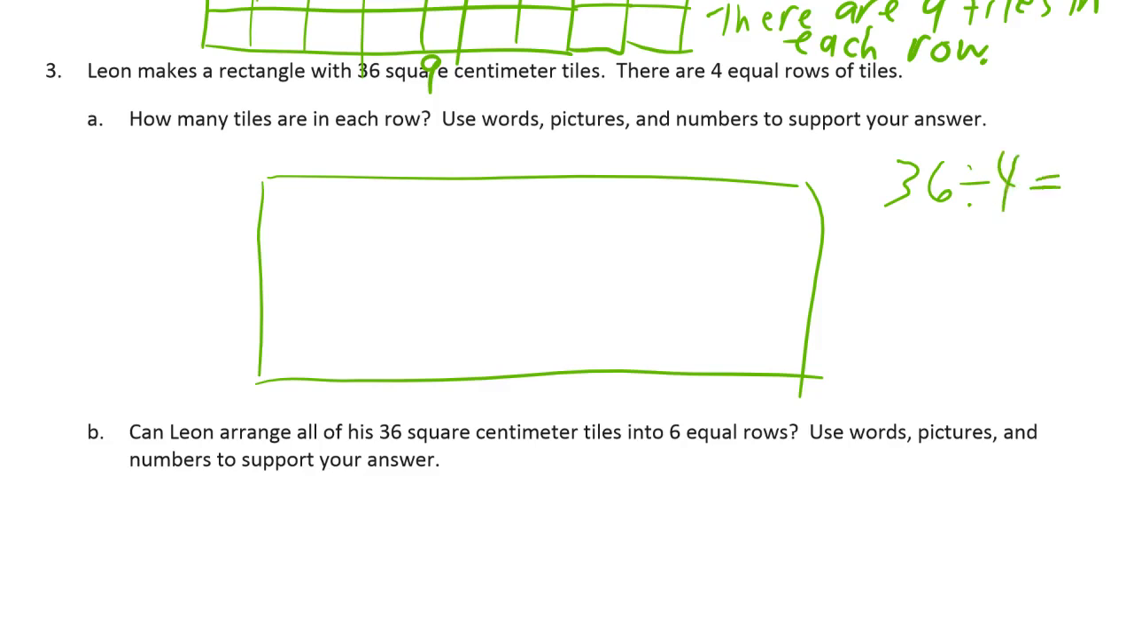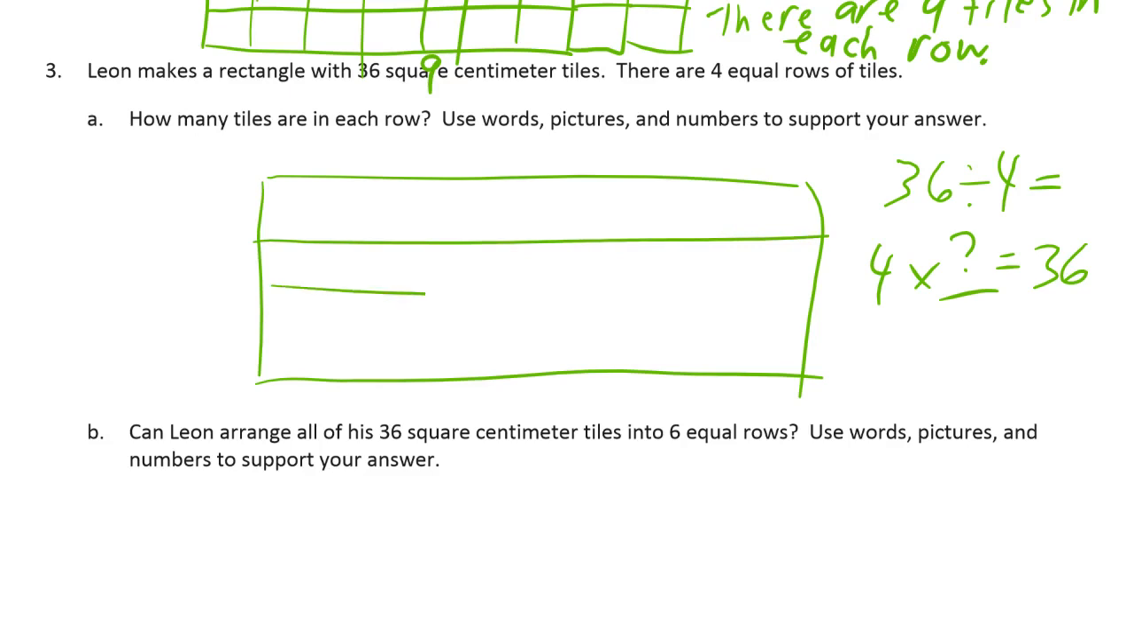You could write this as 36 divided by 4 or 4 times something equals 36, because you can always rewrite division as a missing factor equation. There's our 4 rows. And we can skip count if we want.